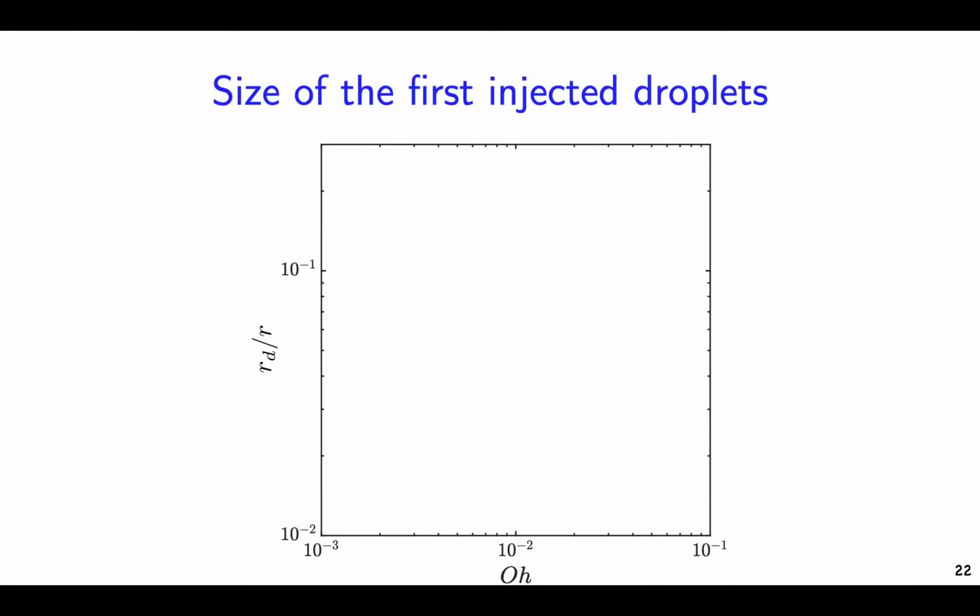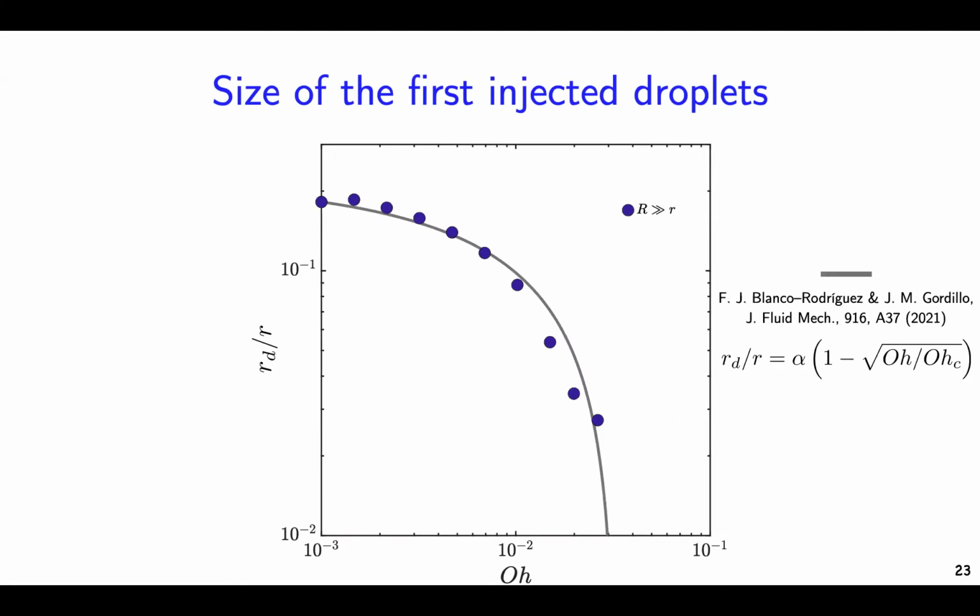Okay, now once we know the classifying mechanism between droplets and no droplets, we would also like to know what is the size of the first injected drop. And for that, in the limit of capital R much larger than small r, we know that the theory which is true is this theory from Blanco, Rodriguez, and Gordillo, which has given this very nice formula, which is over here, which has one fitting parameter, alpha, which controls the size of the droplets at 0 Ohnesorge number, and then we have the critical Ohnesorge number after which there are no droplets.